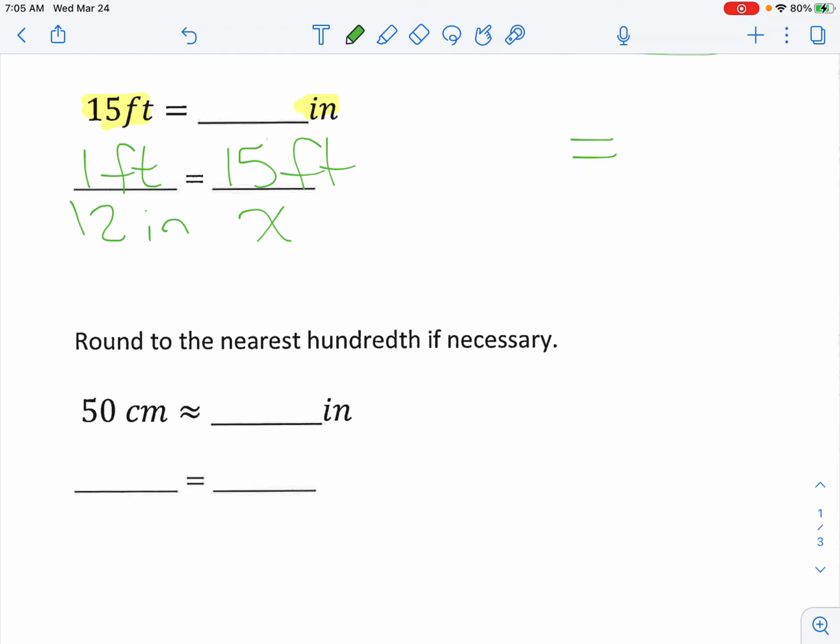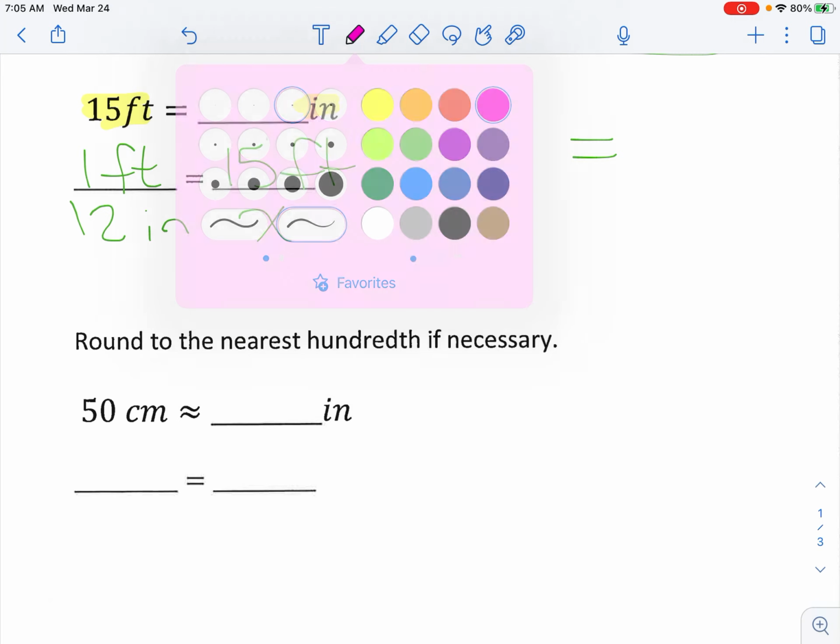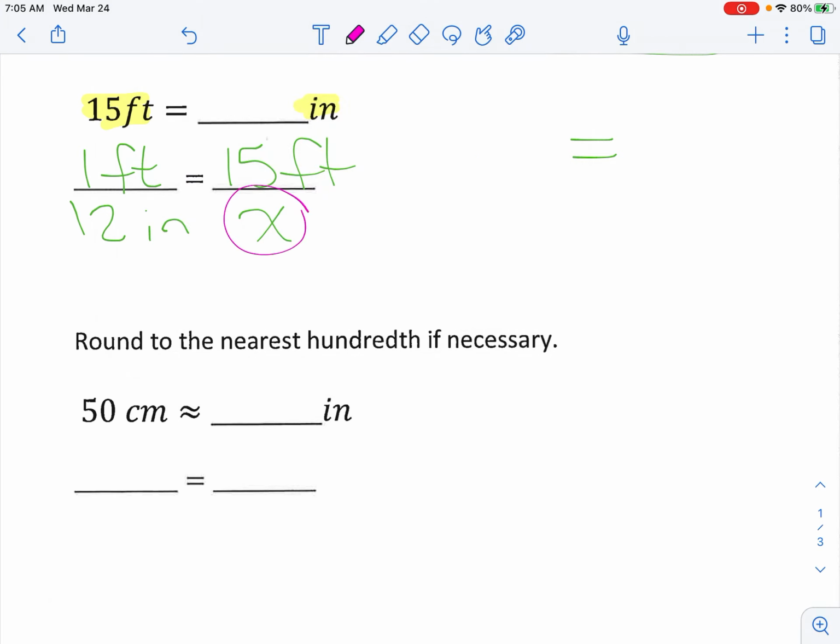We're going to write our equation over here. First, we're going to find the X. Always multiply by the X first. 1 times X is X. 12 times 15 is 180. Now, this was a one-step because we don't have to divide by anything. So that is my answer. 15 feet is equal to 180 inches.